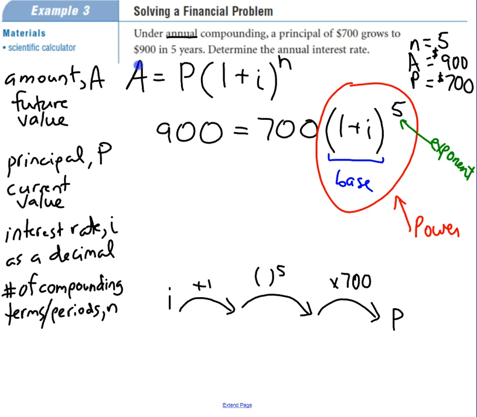So the first thing we would want to do in reverse is to divide by 700, and then we're going to do the opposite of raising something to the fifth power, which would be raising it to the 1/5, also called the fifth root. And then finally, to get back the interest rate, we would subtract 1. So that's sort of the plan to get our interest rate.